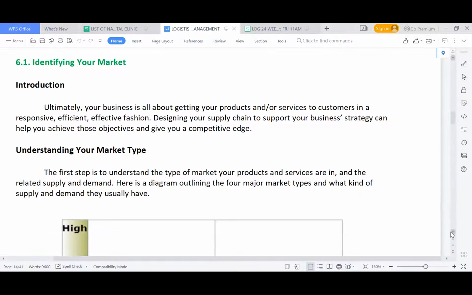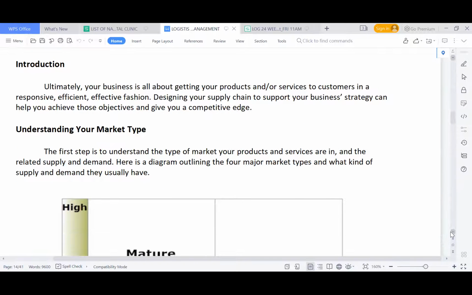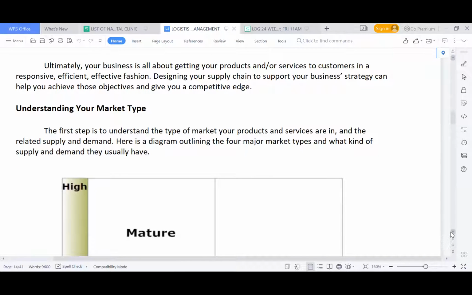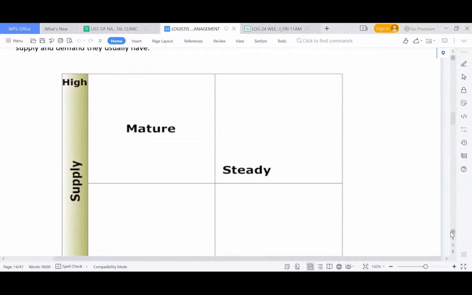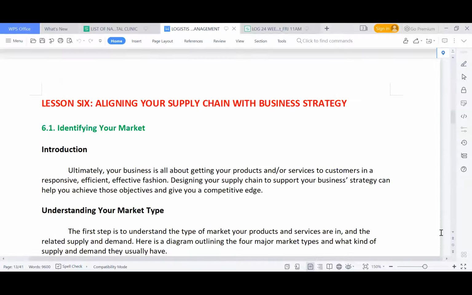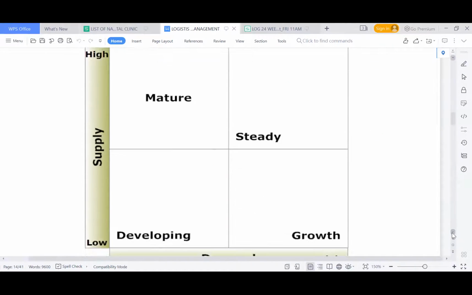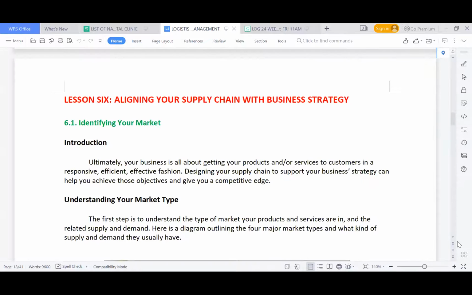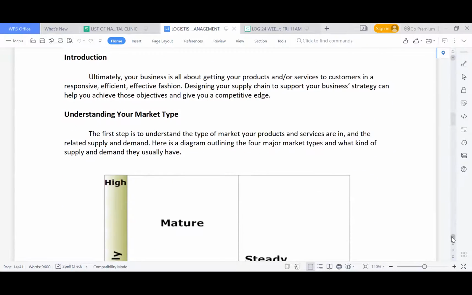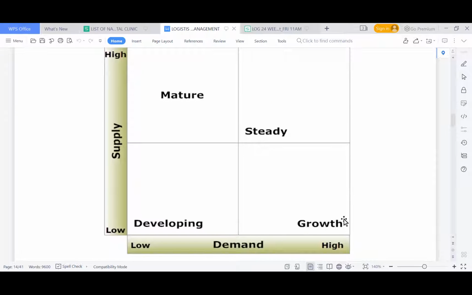Understanding your market type. The first step is to understand the type of market your products and services are in and the related supply and demand. Here is a market and what kind of supply and demand they usually have. Okay, look at the diagram. So we have high, low. Supply is on the left side. Bottom part is the demand.